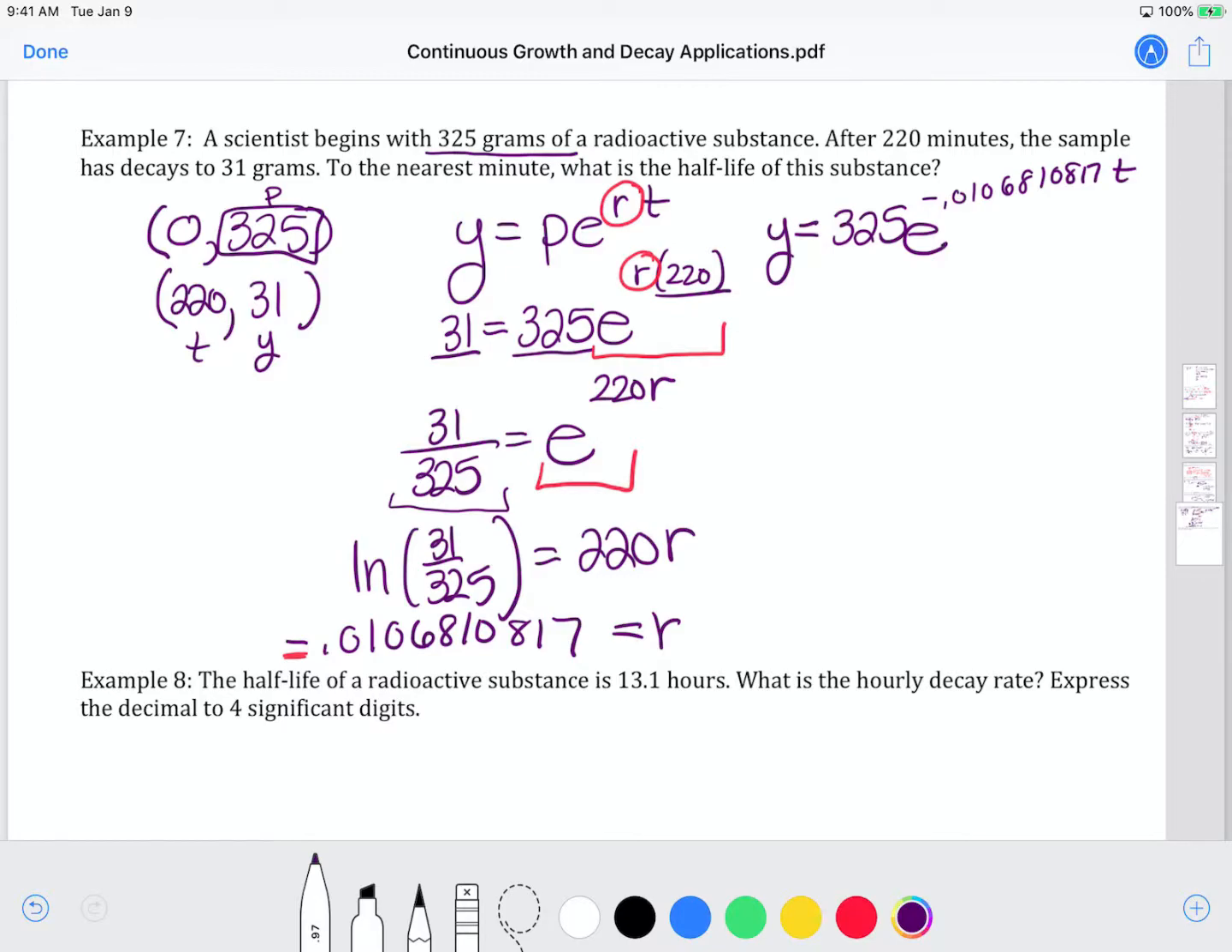Now that we have our complete formula, we want to know how long it takes to get to half of 325. That was the question. How long does it take to decay to half of what we started with? Well, half of what we started with would be 162.5.